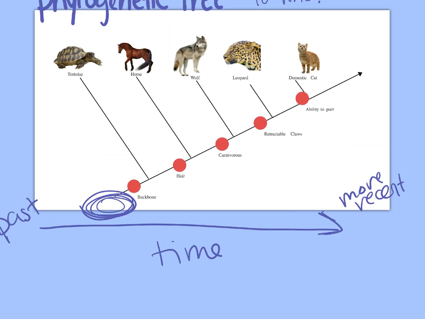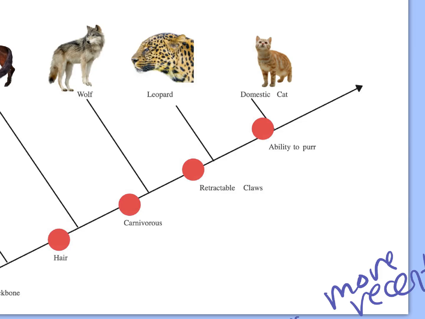So reading a phylogenetic tree, it tells us which species are most closely related. Whoever's more nearby each other on the phylogenetic tree is more closely related. Las especies que están más cerca del árbol están más estrechamente relacionadas. For example, the domestic cat is more closely related to the leopard than it is to the wolf.